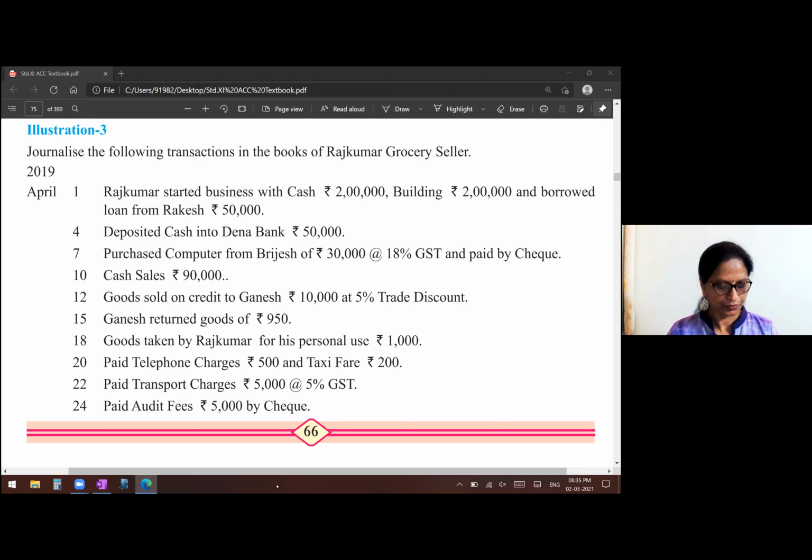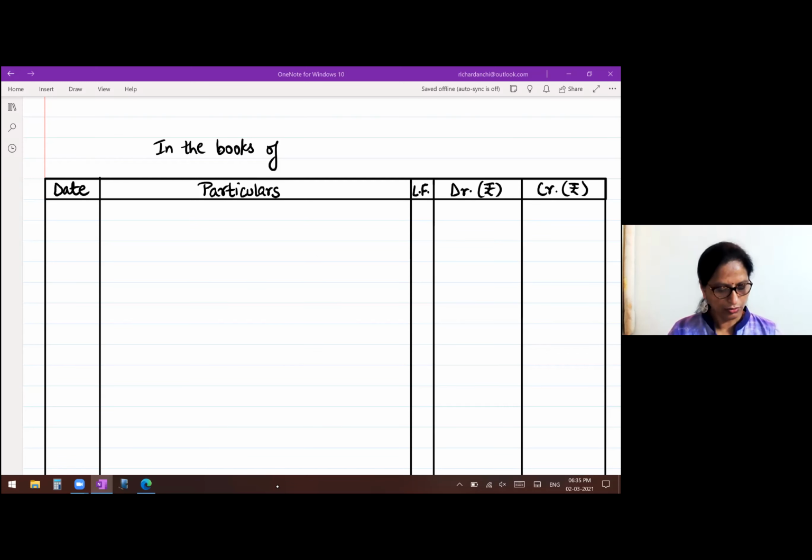So you need to first draw the journal, because we will straight away take with the transactions. So write down in the books of Rajkumar, grocery seller. In the books of Rajkumar, grocery seller. Journal. Draw the format. You need to draw it for 2 pages, because there are a number of transactions here. So when you are solving, please draw for 2 pages and then you can start.